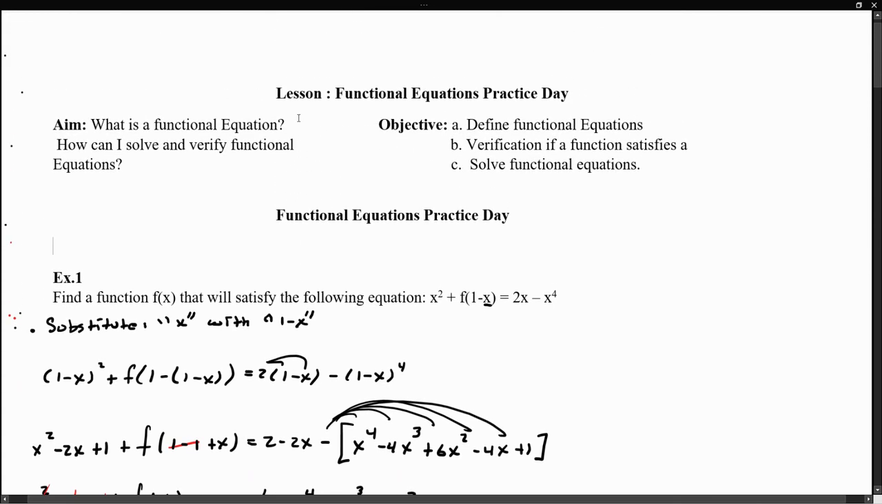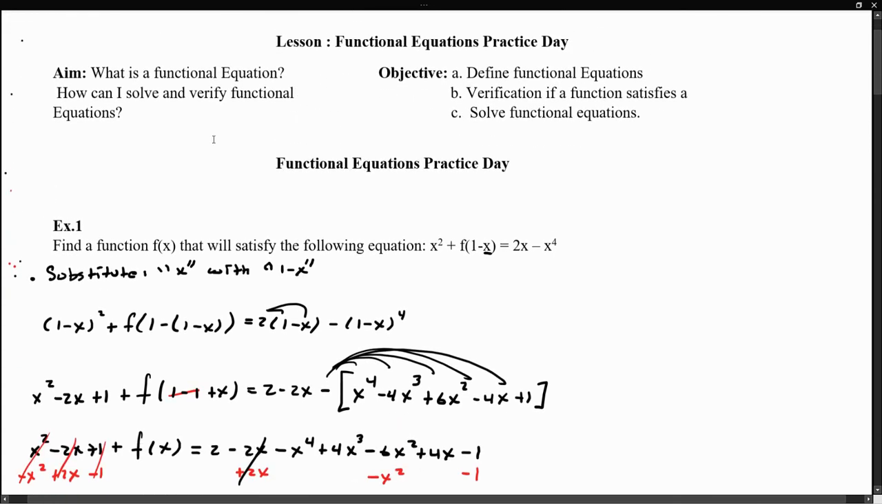And with this, it concludes our lesson for that extra example for functional equations.